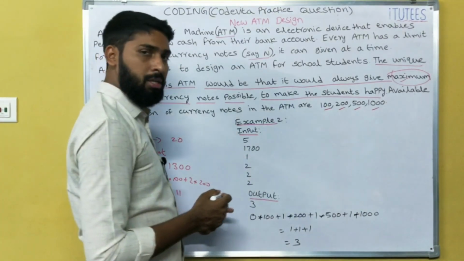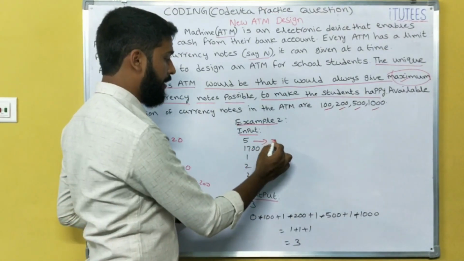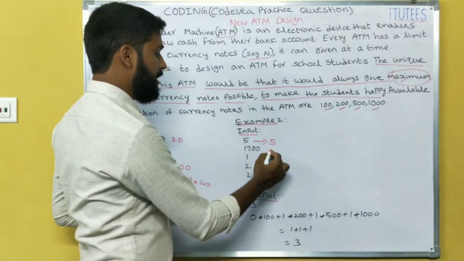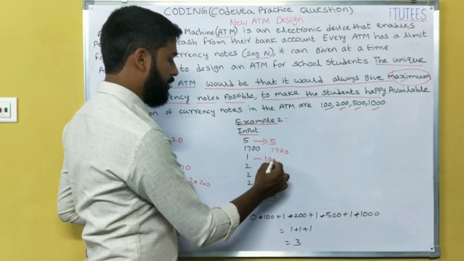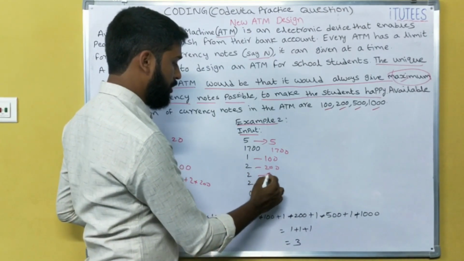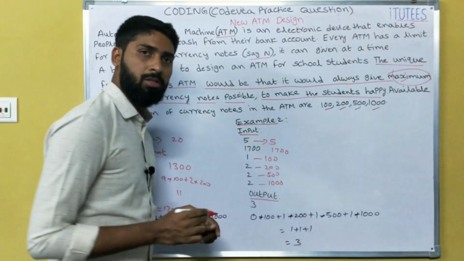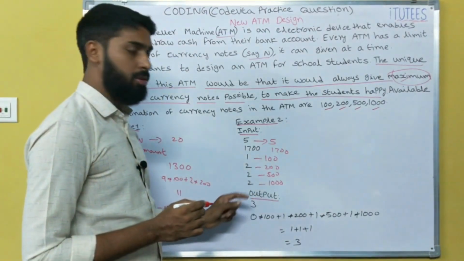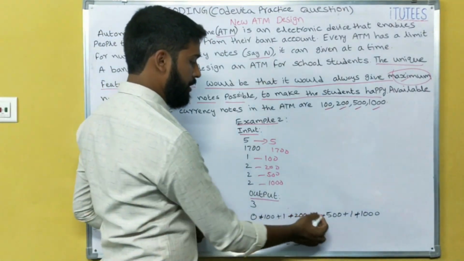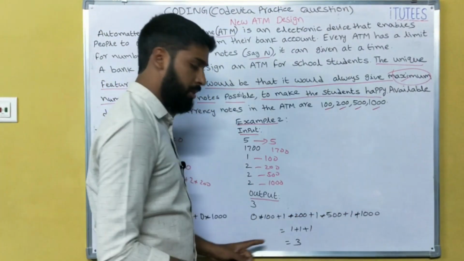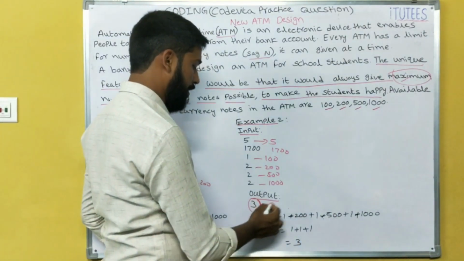Another example. Here N is 5, that means the maximum notes you can withdraw is 5. The amount is 1700. There are 100 notes, 200 notes, 500 notes and 1000 notes. We want to withdraw the maximum notes that equal the amount 1700. So 1 note of 200, 1 of 500, 1 of 1000. How many notes? 1 plus 1 plus 1 equals 3. So 3 is the output.